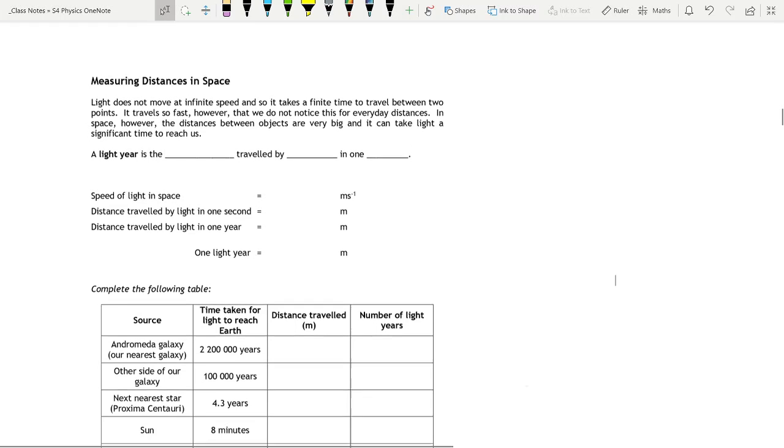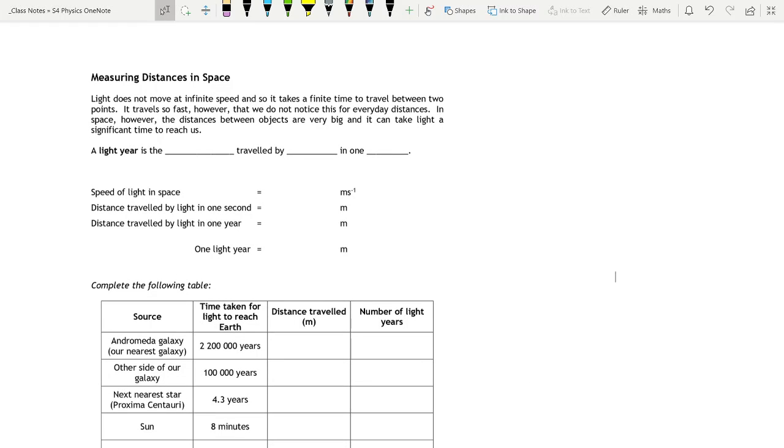Right, so we're going to look at measuring distances in space. Obviously in space, distances are absolutely huge. They're like millions and millions and millions of meters. Having lots and lots of zeros on the end of numbers gets quite complicated. We can use standard form, but we can use other measures of distances. So we are going to talk about light years.